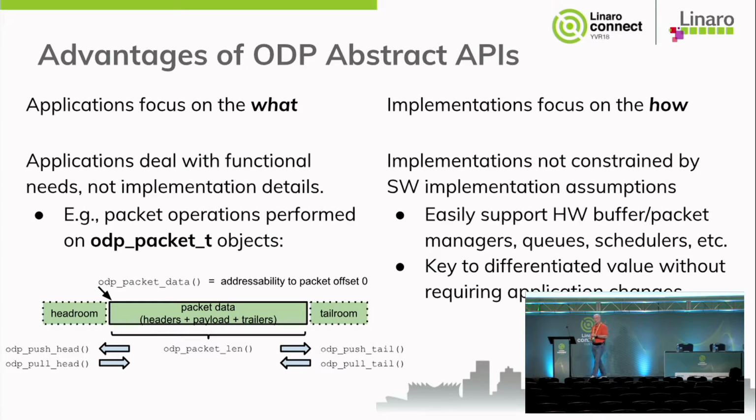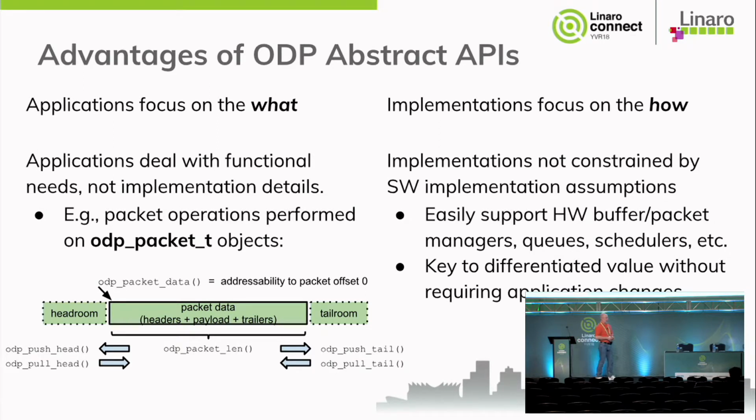So the way that ODP is achieving this is by intentionally using abstract APIs. The APIs allow the application to focus on the what, while the implementation focuses on the how. So applications deal with functional needs, not implementation details. For instance, packet operations are performed on ODP packet T objects. And what is an ODP packet T? The answer is the application doesn't know or care. That's an implementation decision as to how that concept is realized.